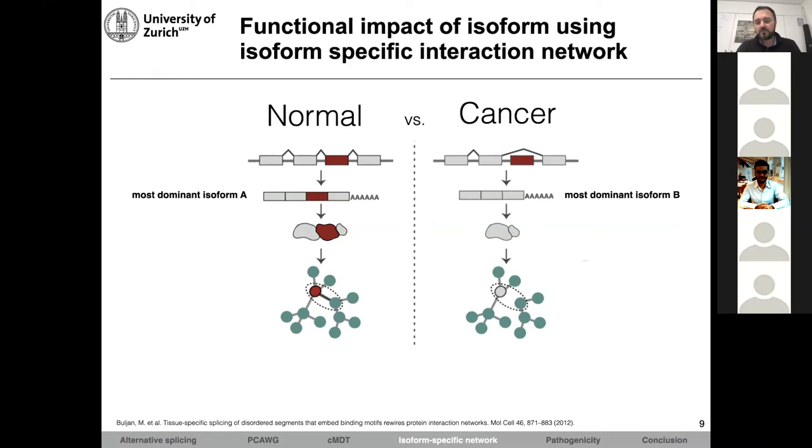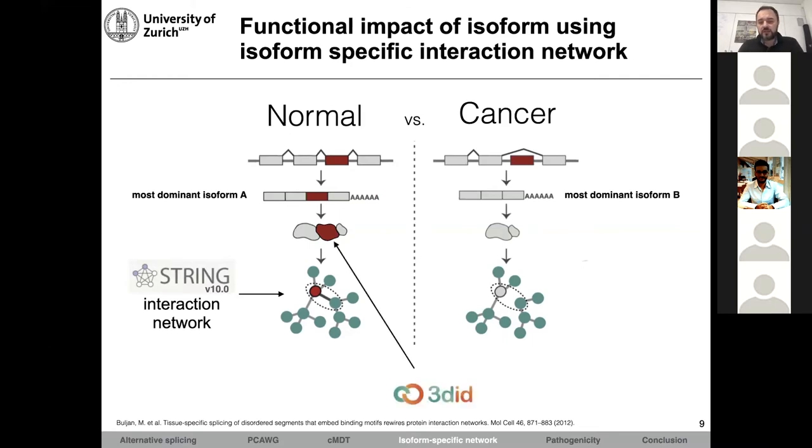For that reason, we developed an isoform-specific interaction network that was based on the STRING interaction network. The STRING interaction network is the famous database developed by Christian von Mering and von Mering's lab. So we combined the STRING database with a three-domain interaction database. And the idea here was very simple.